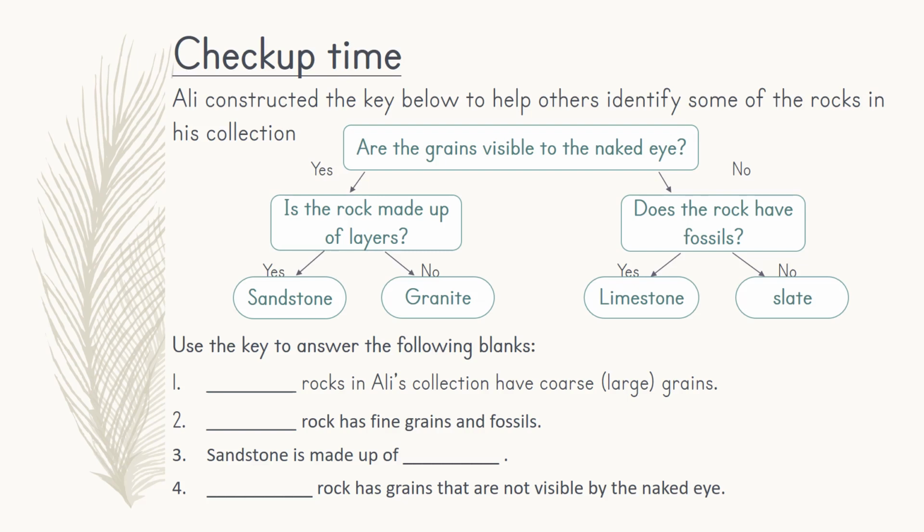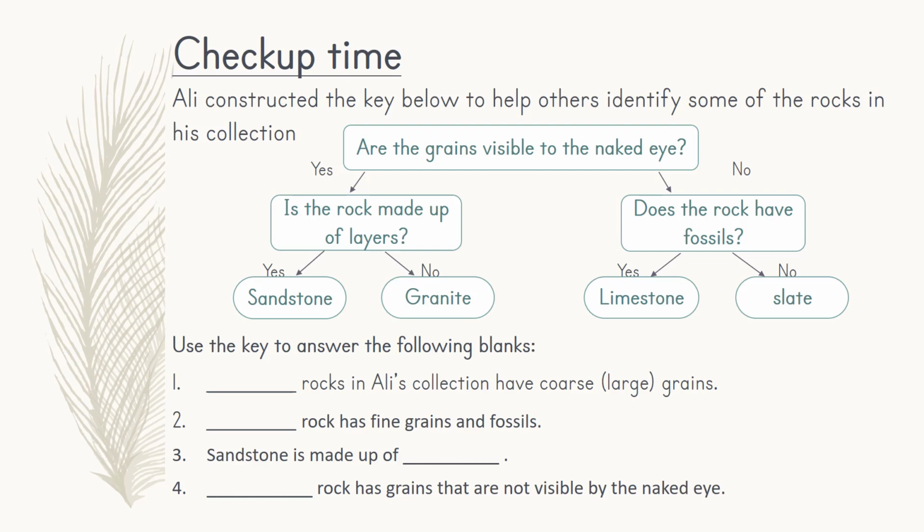Is the rock made up of layers? If yes, then it's sandstone. If no, then it's granite. Does the rock have fossils? If yes, then it's limestone. And if no, then it's slate.